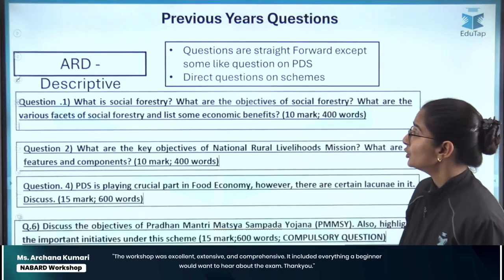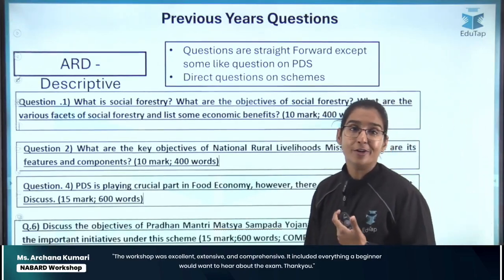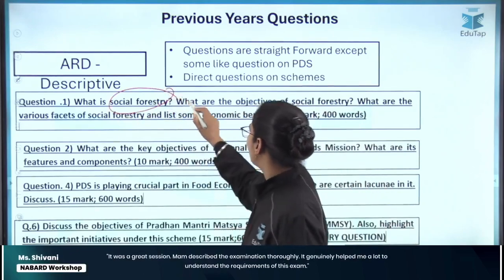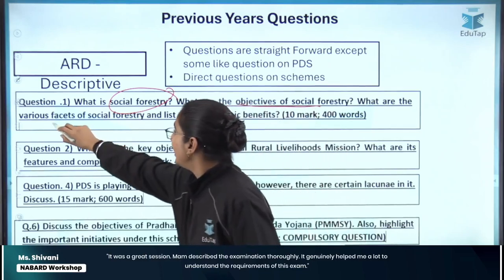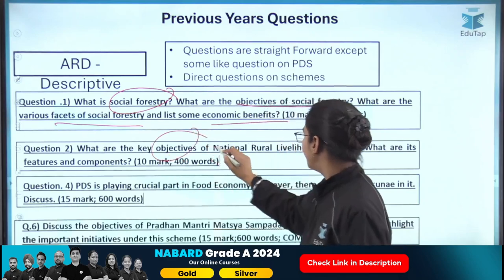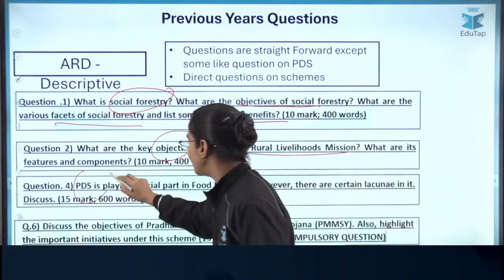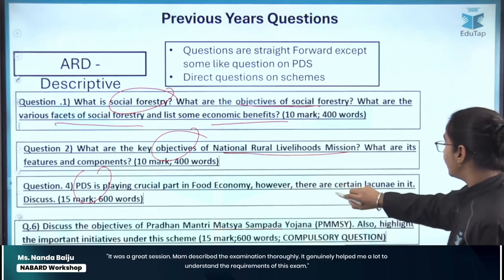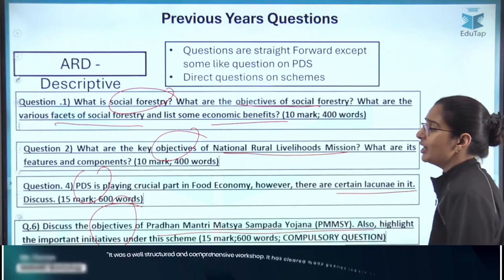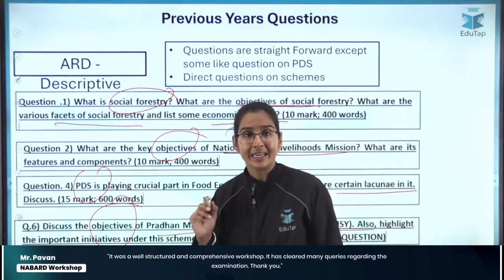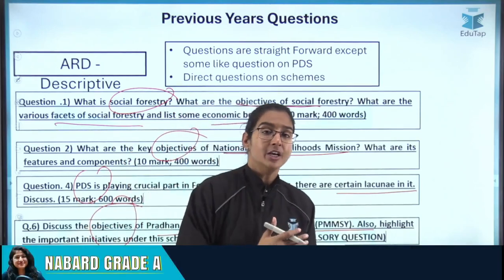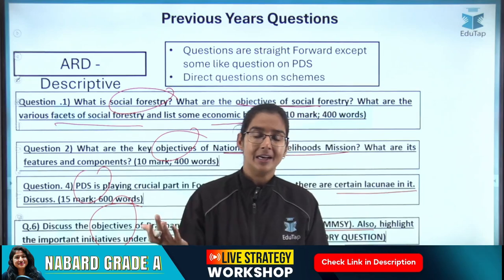Let me tell you. First of all, let's have a look at the kind of questions which are being asked. In the ARD descriptive, they are asking questions such as: what is social forestry, the objectives of social forestry, various facets of social forestry, and economic benefits. Second question: objectives of the National Rural Livelihood Mission, the PDS scheme, the public distribution system, and certain lacunae in it. Then the objectives of the Pradhan Mantri Matsya Sampada Yojana, right? So basically, the questions are either related to your static syllabus or to the schemes which you have read, right? So the ARD-related current affairs or the ARD-related static part.